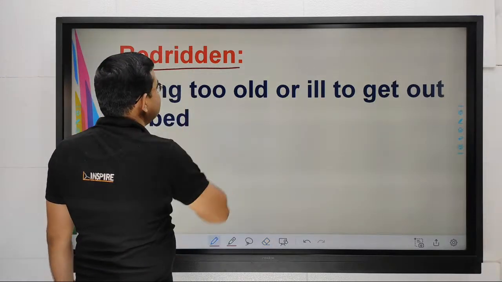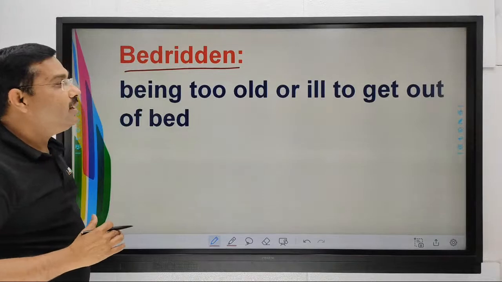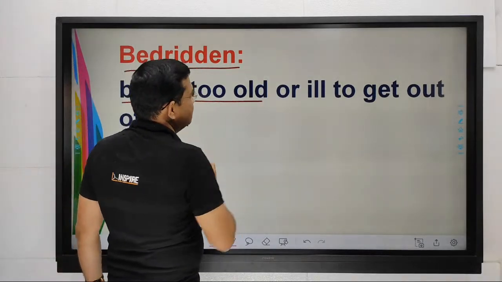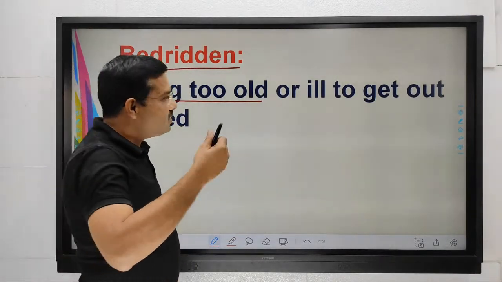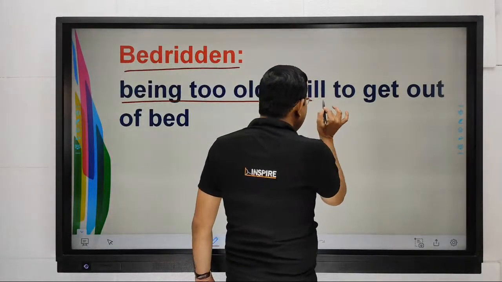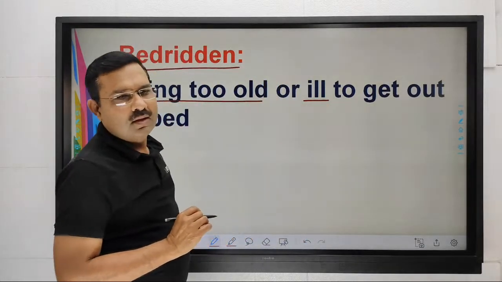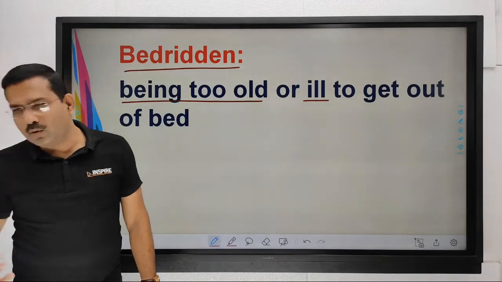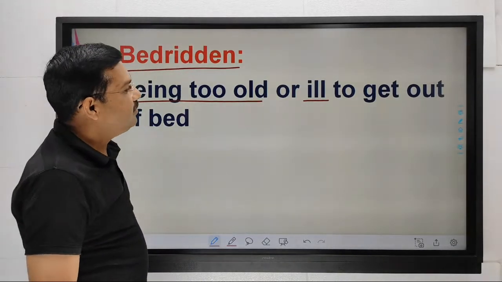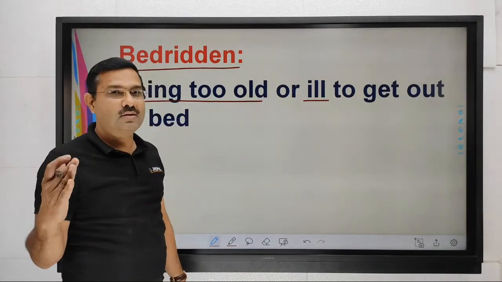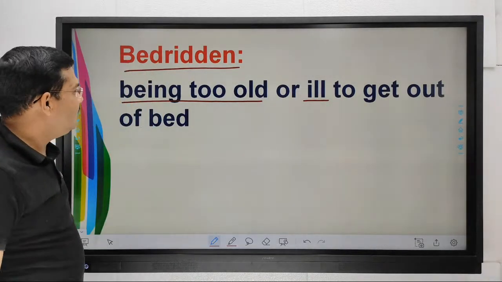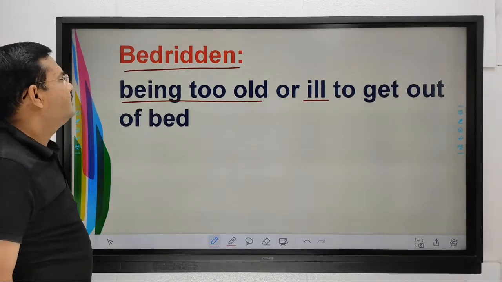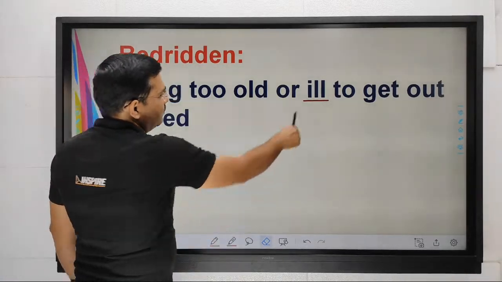Bedridden. Being too old or ill to get out of bed. When a person is very, very old or is ill. We have seen the difference between ill and sick. Sick means normal, when cold, cough and fever are there, it's called sick. And when that particular illness is long and serious or severe, it's called ill. So being too old or ill to get out of bed, that is called bedridden.